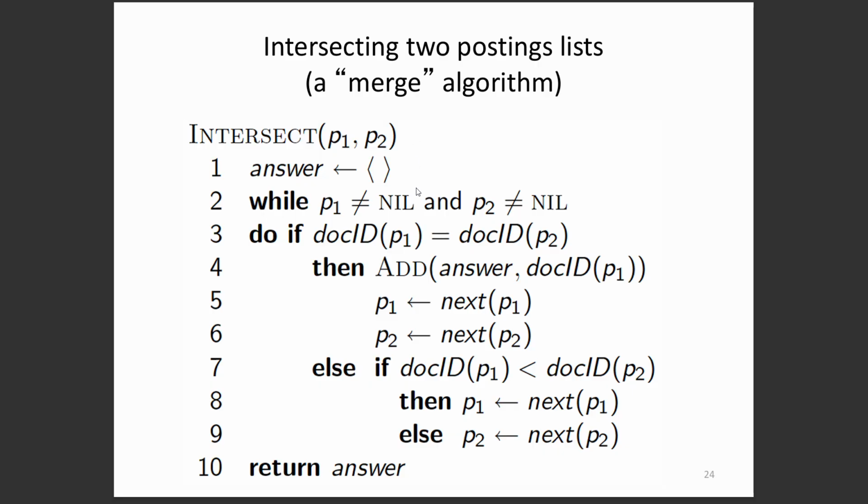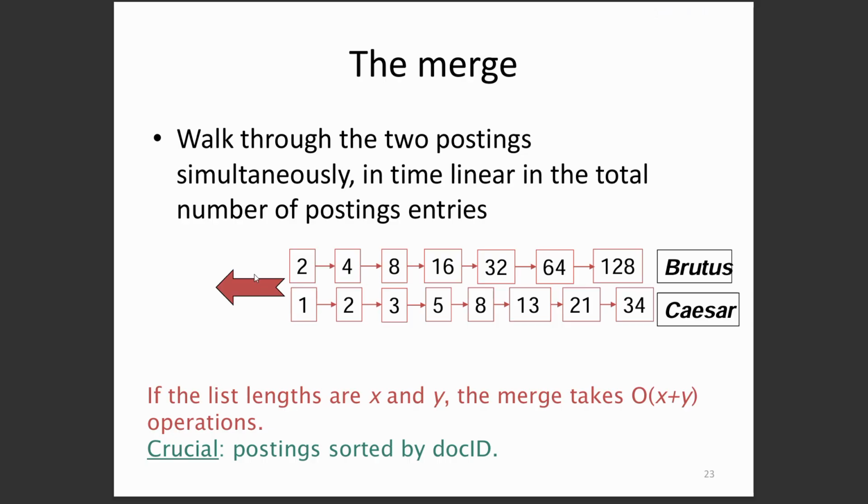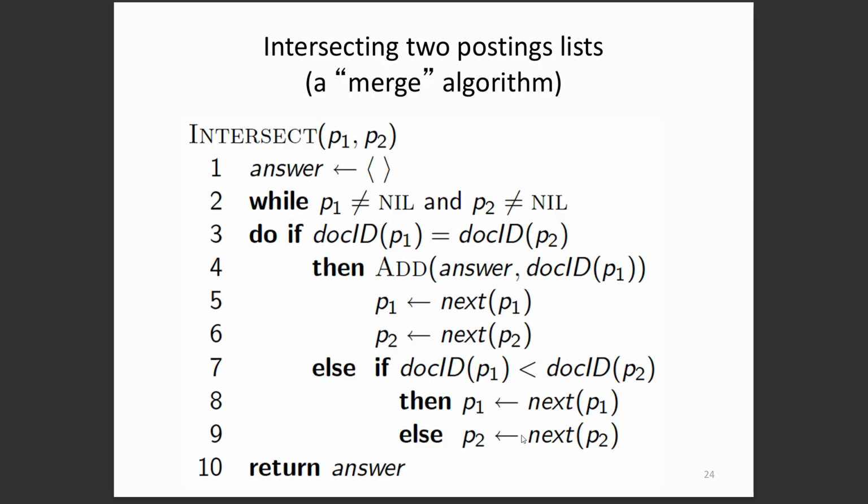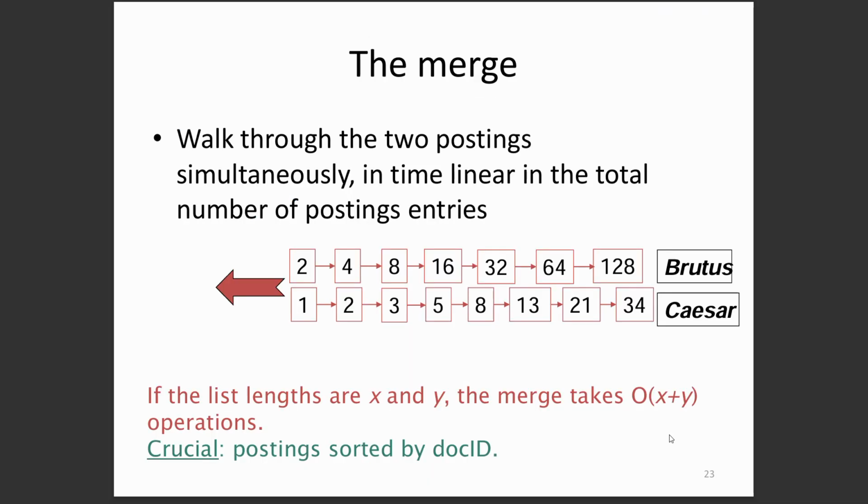Consider a particular index position in p1 and p2 and compare them. If both are equal, then add it to the answer. Or else, if the document ID of p1 is less than that of p2, then shift the pointer of p1 to the next position. For example, you can see here 2 and 1. Both are not the same, so shift only this one. If docID of p1 is less than p2, that was the condition mentioned here, then p1 will be shifted to the next, and otherwise p2.